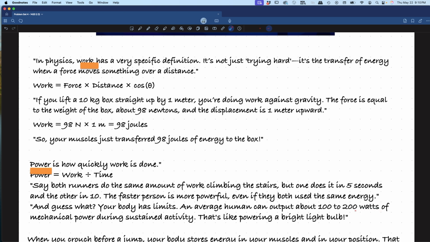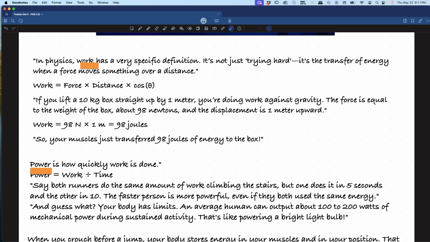Now, to give you another example, say that there are two runners who do the same amount of work climbing the stairs, but one does it in 5 seconds and the other in 10 seconds. Surely the faster person is more powerful. They have both used the same energy, they have both done the same amount of work, but their power is not the same. Now, this is an interesting fact that an average human can output about 100 to 200 watts of mechanical power during sustained activity. That's like powering a bright light bulb.